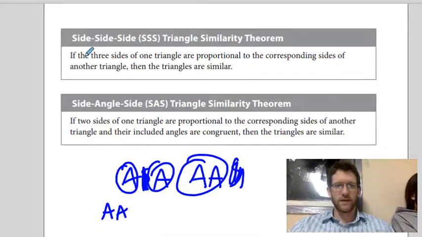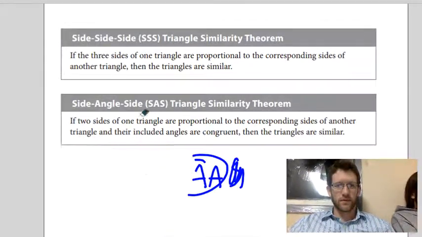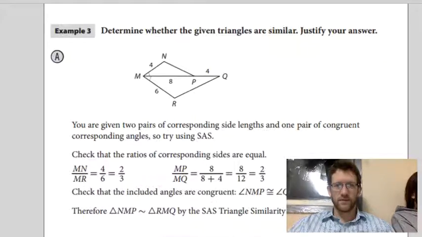So for example, this one, if three sides of one triangle are proportional to the corresponding sides of another triangle, then the triangles are similar, right? Here, if we have two proportional sides and then a congruent angle, then we can say those are similar. So that rounds out our triangle similarity theorems. And we'll go ahead and use them real quick.